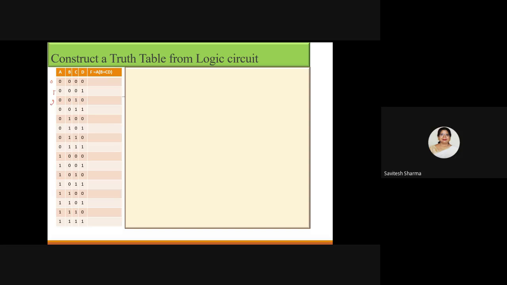Now we will write the output. See here, in sequence I wrote here. If you see the decimal equivalent, I am listing here also. So every time please write the truth table in sequence. Please don't write randomly. So now I want to fill this truth table. So what I will do?